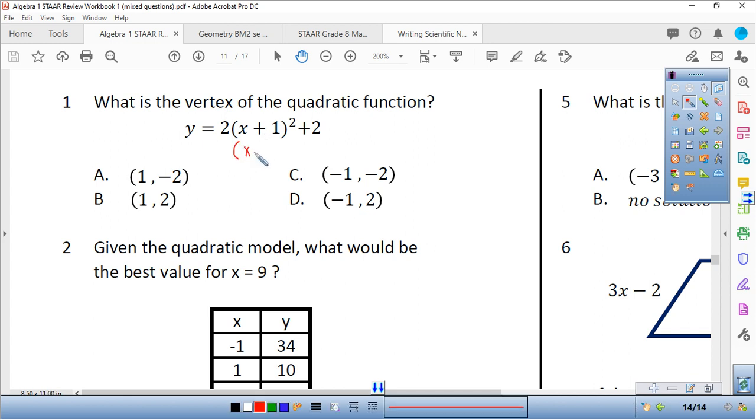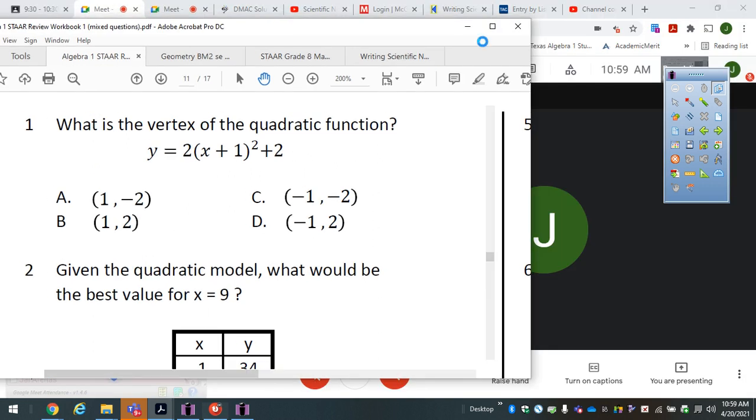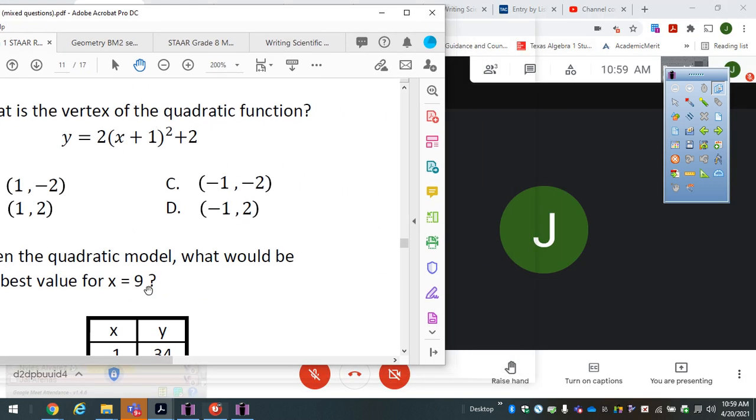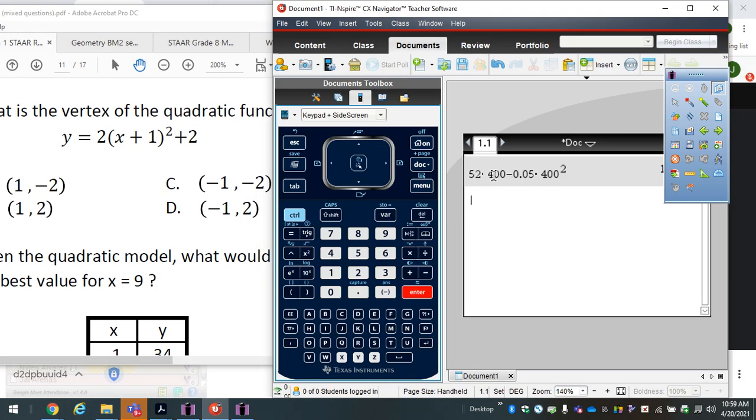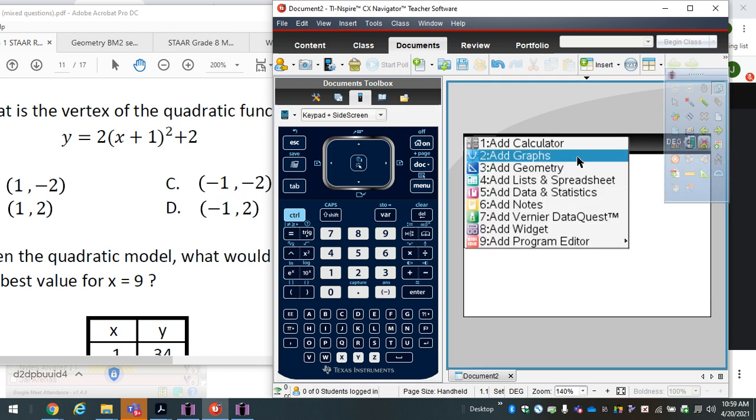It was going to be x minus h, but here it's a negative 1, and then plus 2. I want to say it's that one. Let's double check. I'm going to turn on the calculator. I'm actually going to not minimize this, just move it to the side. Calculator here, turn on, new document, do not save it.